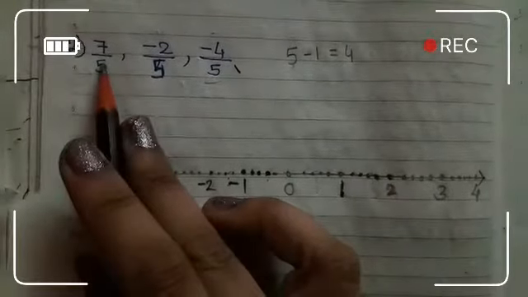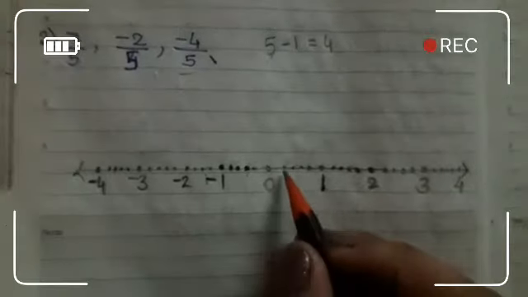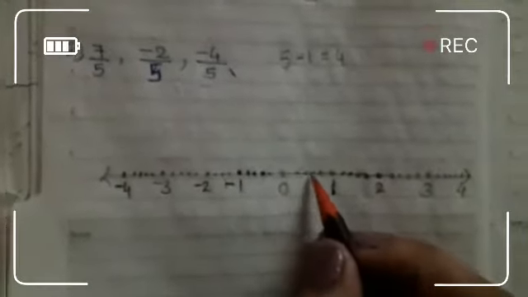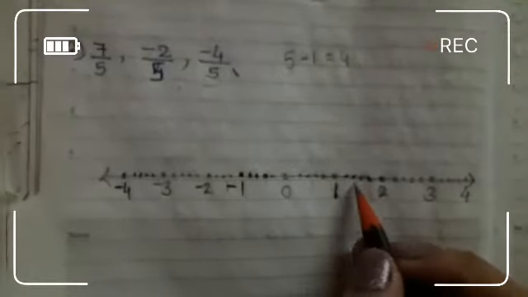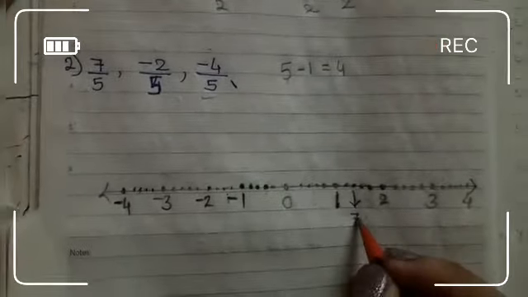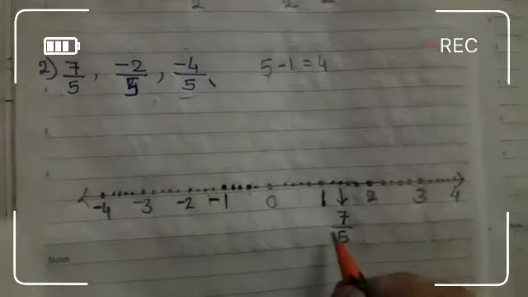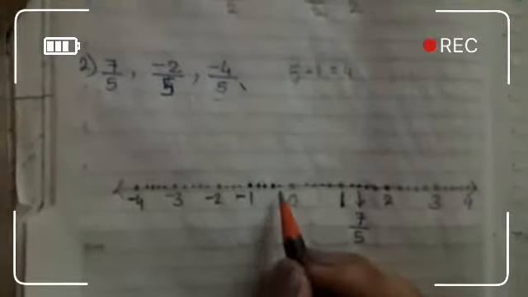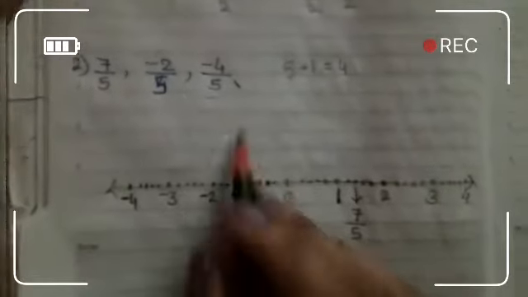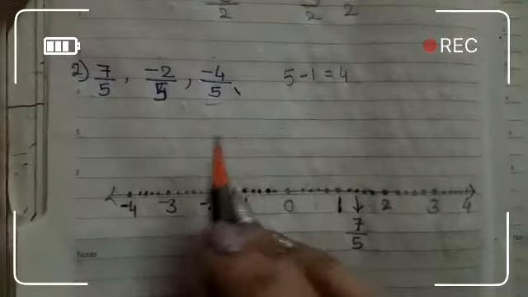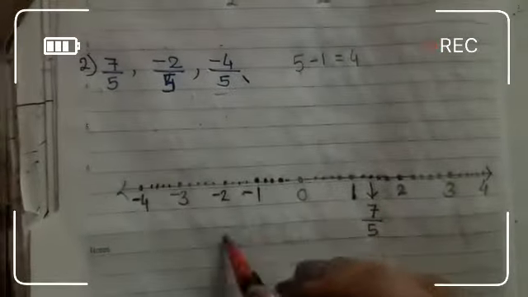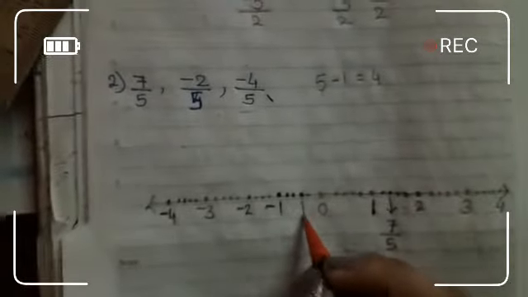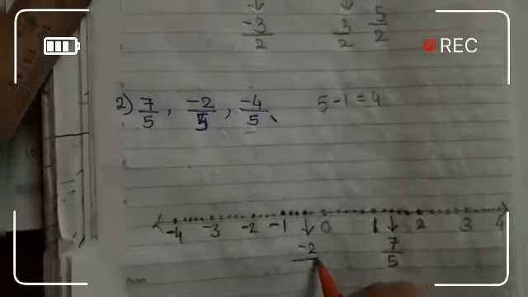So now we have to represent 7 upon 5. We will count from here 1, 2, 3, 4, 5, 6, 7. So this is the 7. I will write here 7 upon 5. And then minus 2 upon 5. Minus 2 means negative, so we have to count behind the 0, because negative numbers come behind the 0 and positive numbers come after the 0. So let's count 1, 2.